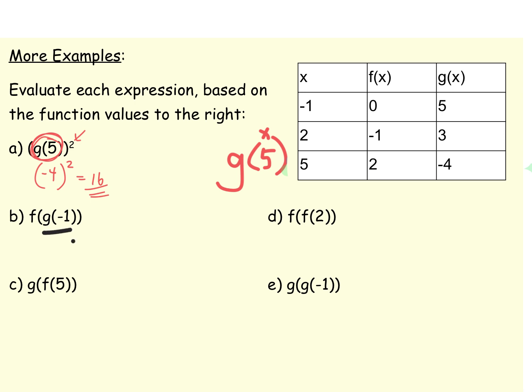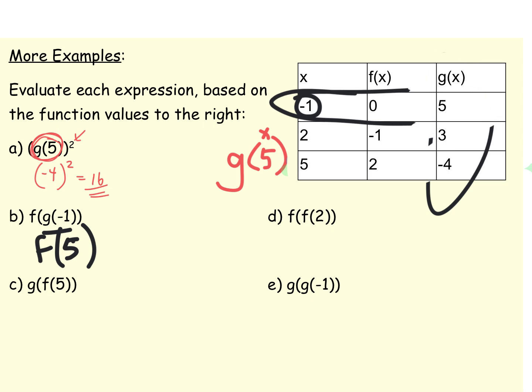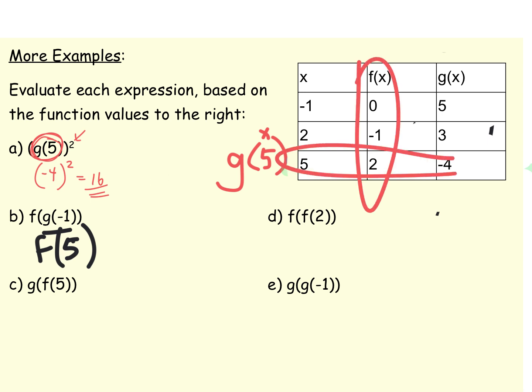Okay, step 1 is to do G of -1. Here's the G, here's the -1, and you get 5. And then it's F of 5. That's a completely separate question, so I'm wiping this out. Now it's F of 5. So I'm going to use the F and the 5, and that answer is 2. Raise your hand if you had 2.